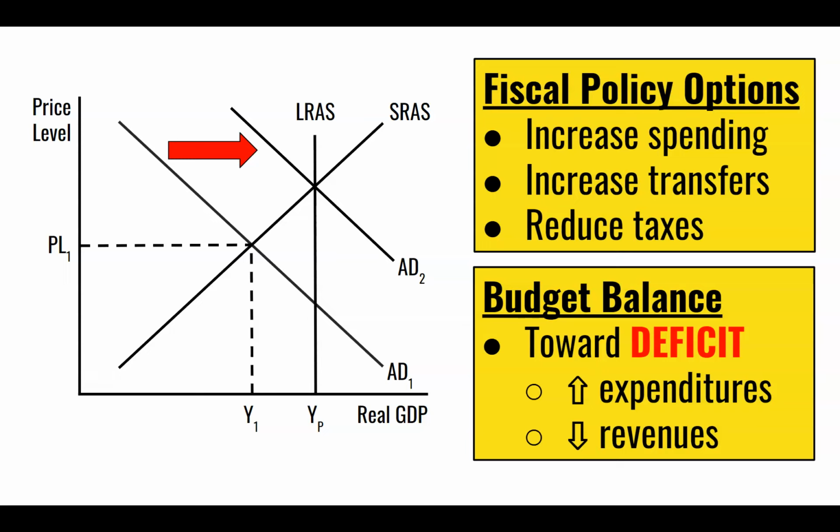All of those tools would lead the budget balance toward deficit. We would be increasing the amount of money we're spending, holding taxes constant. That would reduce our budget savings and lead us towards deficit. Or we would be reducing the amount of money coming in and holding spending the same. And again, that has the same effect. It leads us towards deficit. It reduces government savings and almost certainly drives it negative.